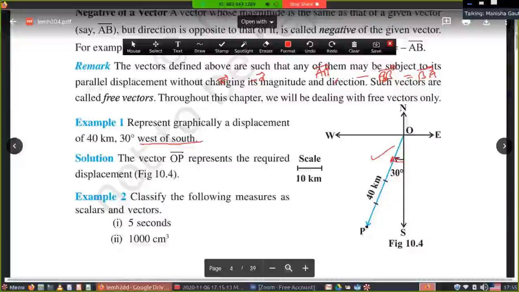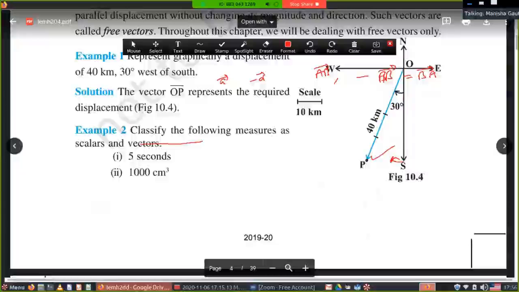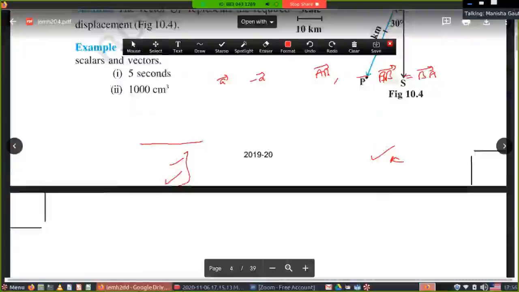Now classify the measures as scalar and vector quantity. 5 seconds: is this a scalar quantity or a vector quantity? And the second one, 1000 centimeter cube. What are these quantities, scalar or vector? These are scalar quantities.